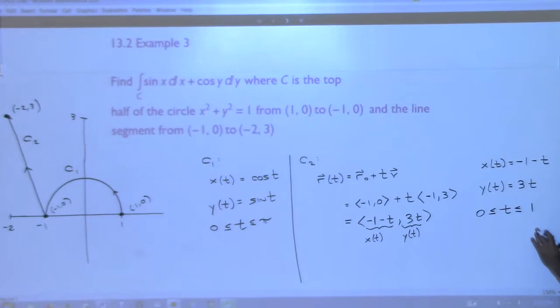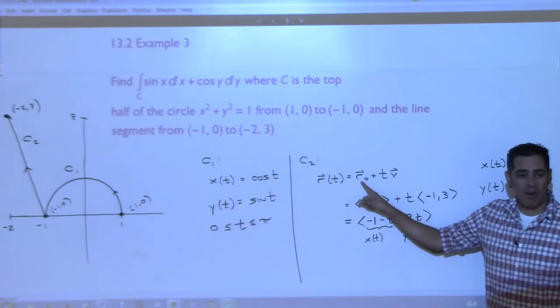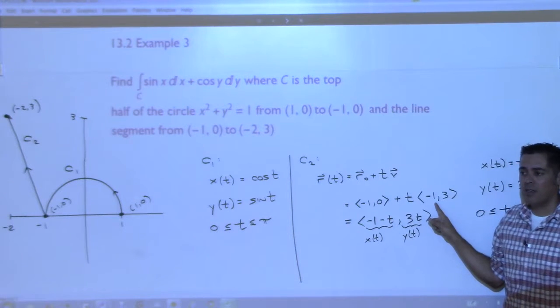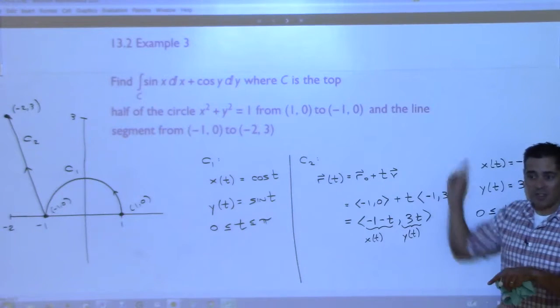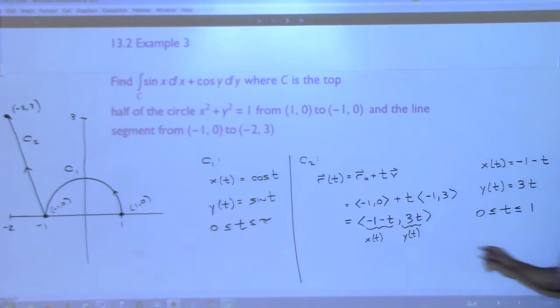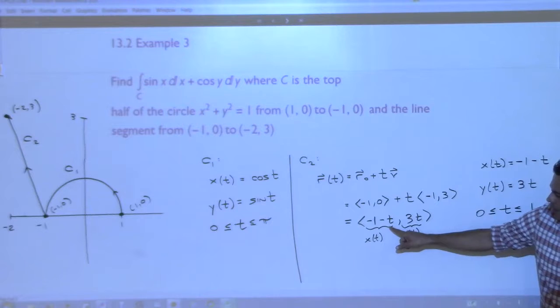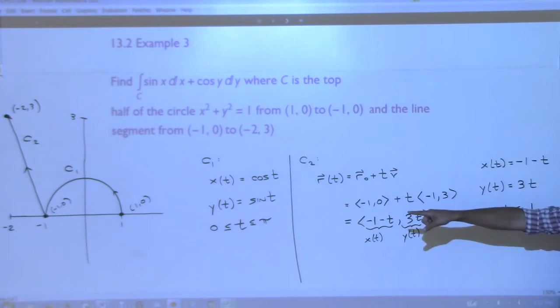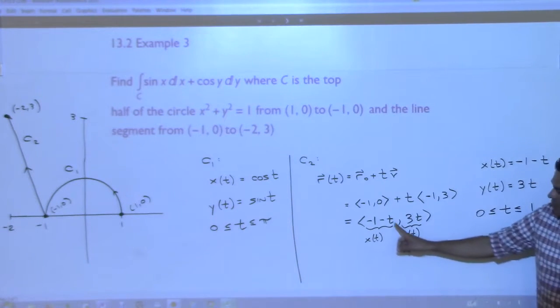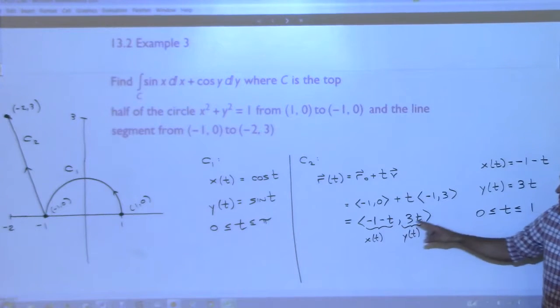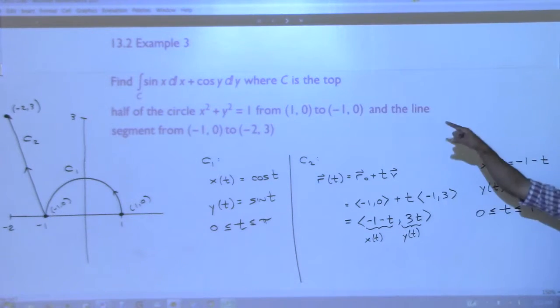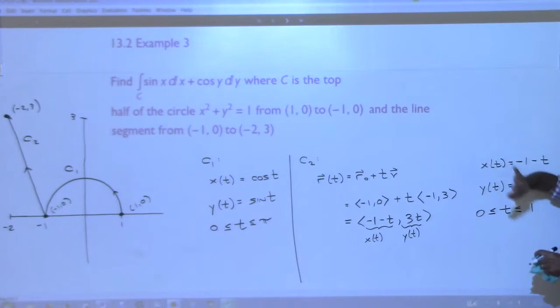0 and 1 always. As long as you do this the way I told you, which is this is your starting point, this is your direction vector that you get by going from the start to the end. As long as you do that, then 0 to 1 will work, right? Because what happens if I plug 0 in here for t? I get negative 1, 0, right? Okay, that's the beginning. And what if I plug in 1 for t? I get negative 2, 3, which is the end. So all the t's between are going to draw the whole thing, okay? All right, so there we go.